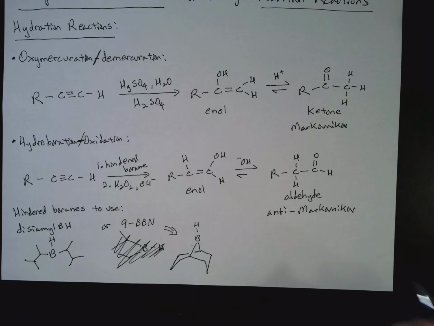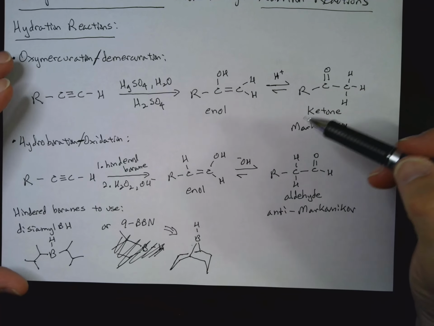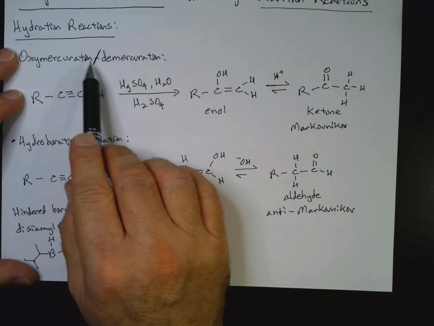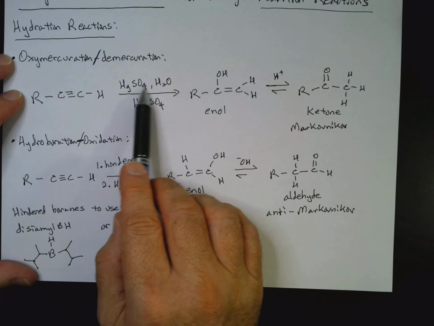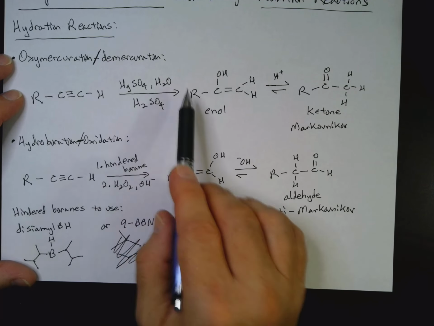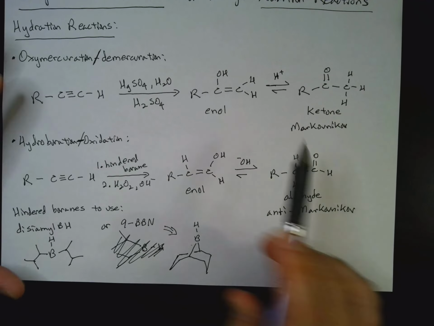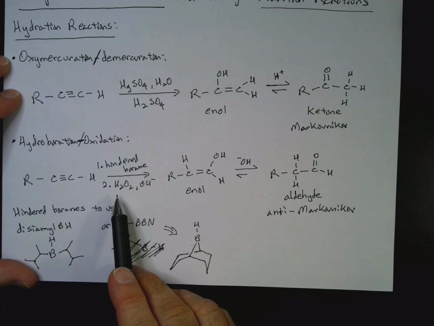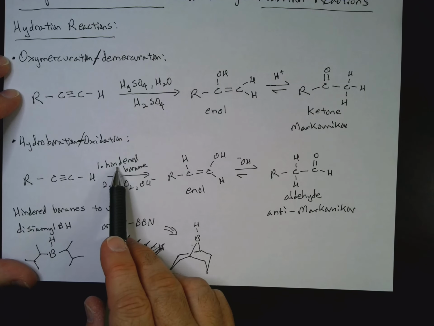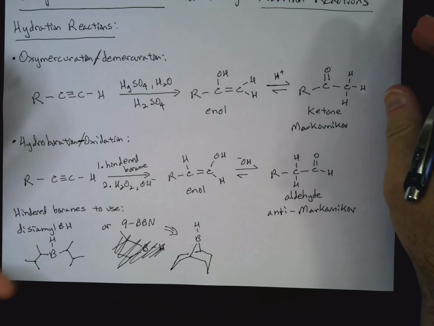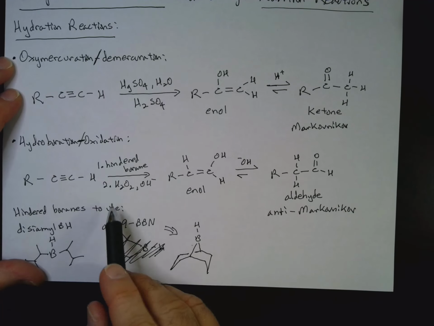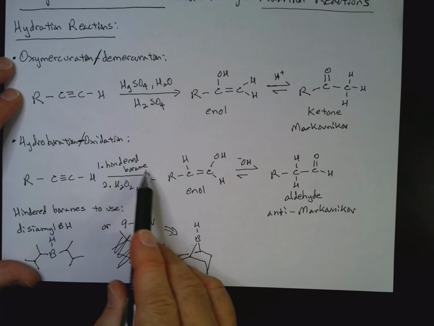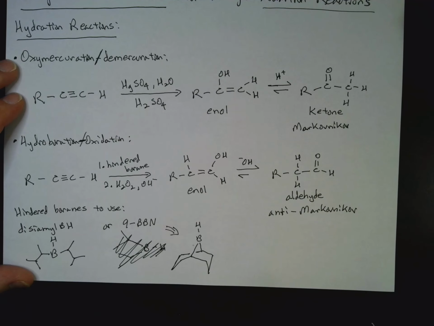Okay, so I did want to mention the specific reagents that were used, namely for oxymercuration demercuration, we use HgSO4, so mercury 2 sulfate, along with H2SO4 and water, one step. We still have to do the hydroboration oxidation in 2 steps, and we have to use a hindered borane. Now, if you wrote BH3.THF, and then wrote H2O2 OH minus, that would be fine. Okay.